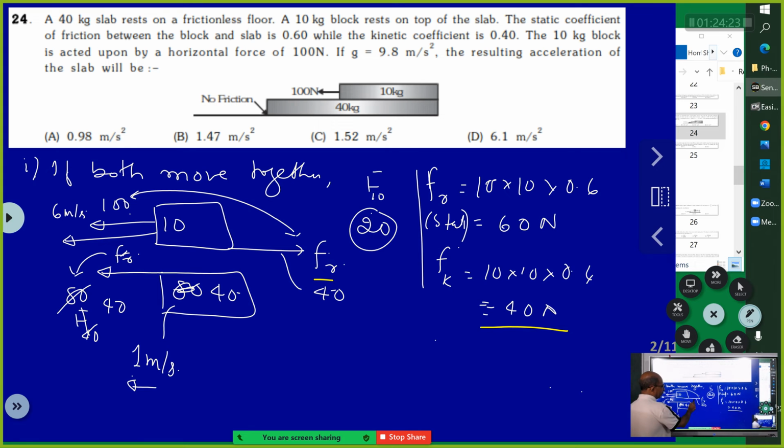So look at the free body diagram. I will write this as 40 Newton, and this was already 100 Newton. So 100 minus 40 will be 60. 60 divided by 10 will be 6 meters per second square. This will be the acceleration of the upper block. And the same 40 Newton will act here. 40 by 40 will give you, if I take g as 10, 1 meter per second square. So they are asking here the resulting acceleration of the slab.